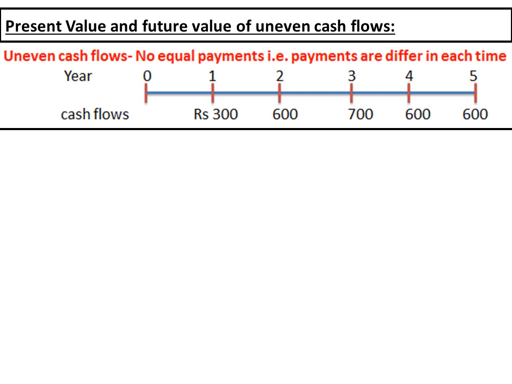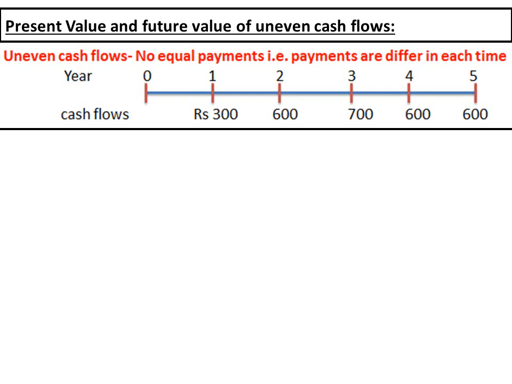Now this is the present value and future value of uneven cash flow. This is the time to compute the present value and future value of uneven cash flow. We already discussed the even cash flow. Even means equal payment, uneven means unequal payment. There is no equal payment. So consider this cash flow. Uneven cash flow means no equal payment, that is, payments are different each time.